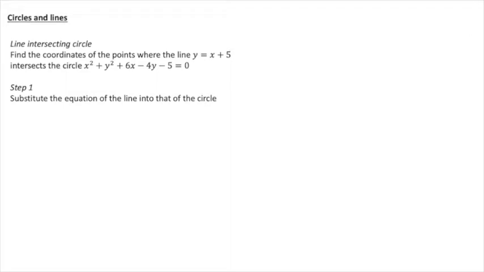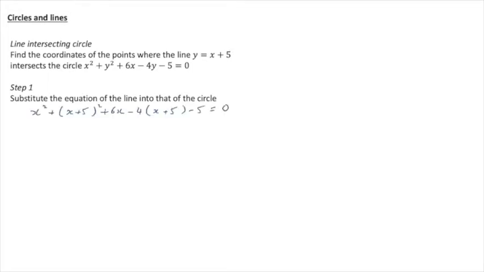Step 1, we substitute the equation of the line into that of the circle. So the usual sort of technique for solving simultaneous equations. They both have to be correct at the points of intersection, both have to work for the points of intersection. So if we equate them in this way, then that will give us those values.